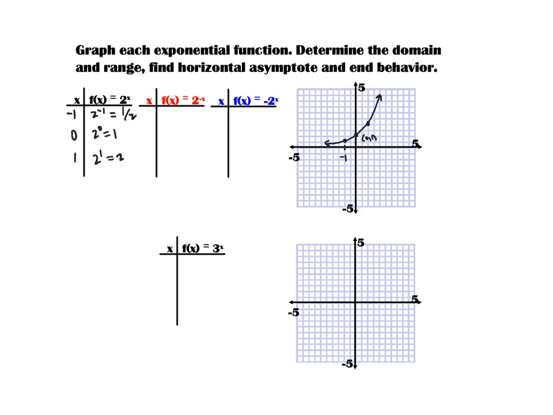Now you can tell, and just think about if I plugged in a really, really large negative number, 2 to the -100, that'd be the same as 1 over 2 to the 100. That's going to approach 0. So the limit as x approaches -infinity of 2 to the x will equal 0. The limit on the right-hand side, as x goes to positive infinity, will go to infinity, right? Our graph is rising forever.